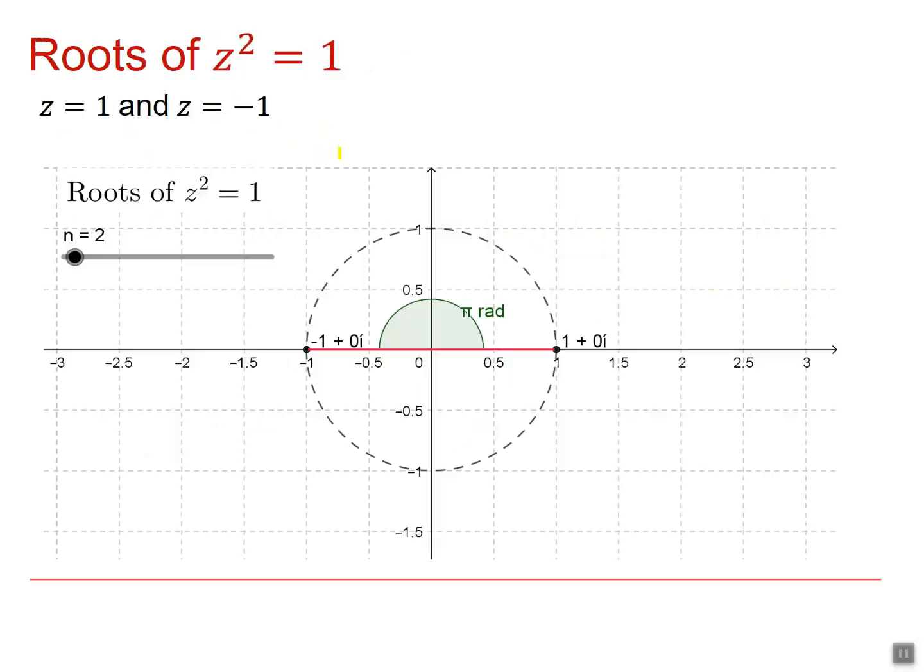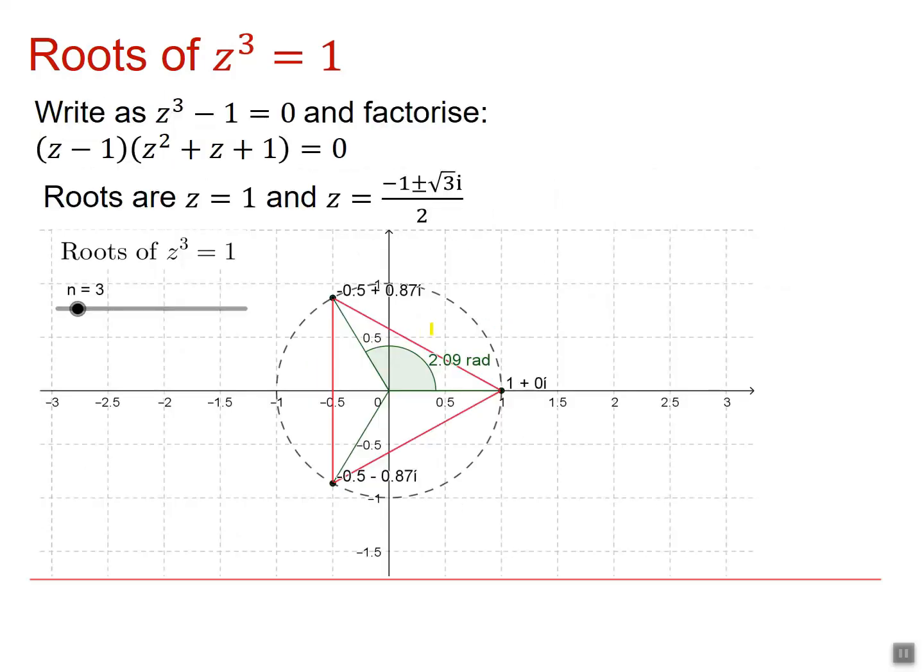Let's have a look at one of the simplest polynomial equations, z squared equals 1. It has two roots, z equals 1 and z equals minus 1. If I show those on an Argand diagram, they'll appear here and here. For z cubed, again showing them on an Argand diagram, I get them here, here and here. And their values are 1 and minus 1 plus or minus root 3 i all over 2.